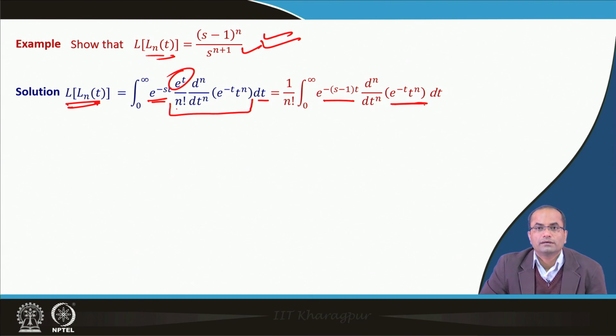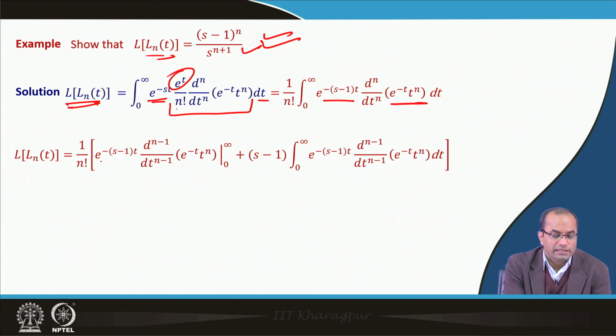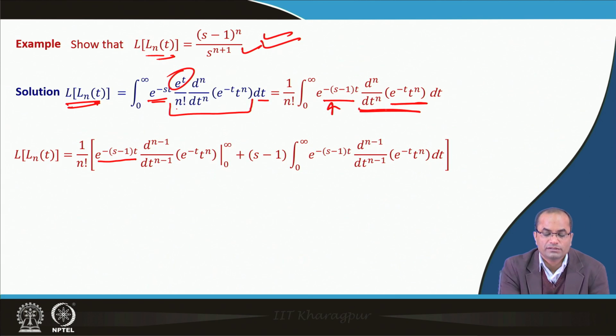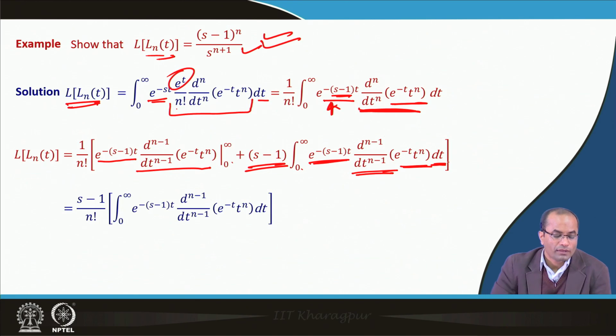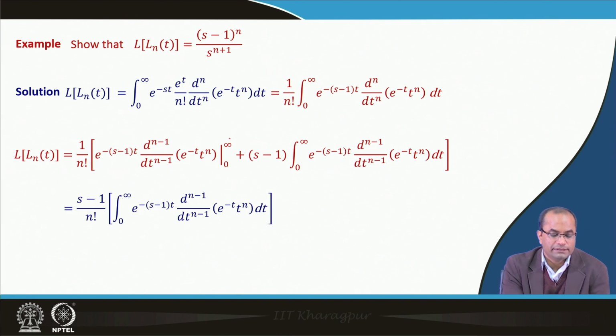And now we can integrate this by parts. That means, e^(-(s-1)t) as it is, and we will integrate the derivative, so one order will be reduced here, with the limit 0 to infinity. Now, we will differentiate the exponential, so the factor (s - 1) will come with a negative sign, which will make this sign positive here: the integral from 0 to infinity of e^(-(s-1)t) times the (n-1)th derivative of e^(-t) t^n, dt. This first term, when t goes to infinity, will vanish because of the exponential term, and when t goes to 0, because we have the (n-1)th derivative of e^(-t) t^n, in each term when we differentiate this, the t will survive, and when t goes to 0, this will be 0.